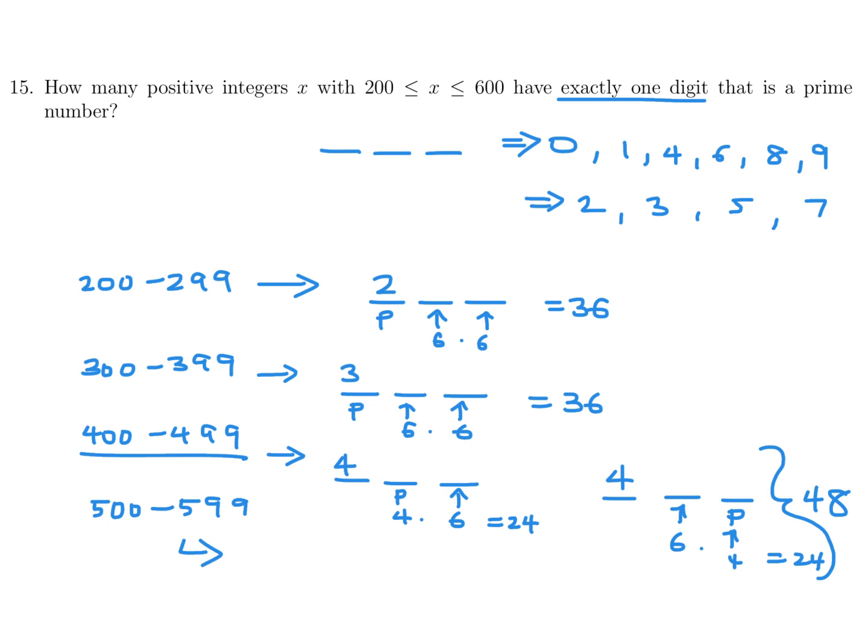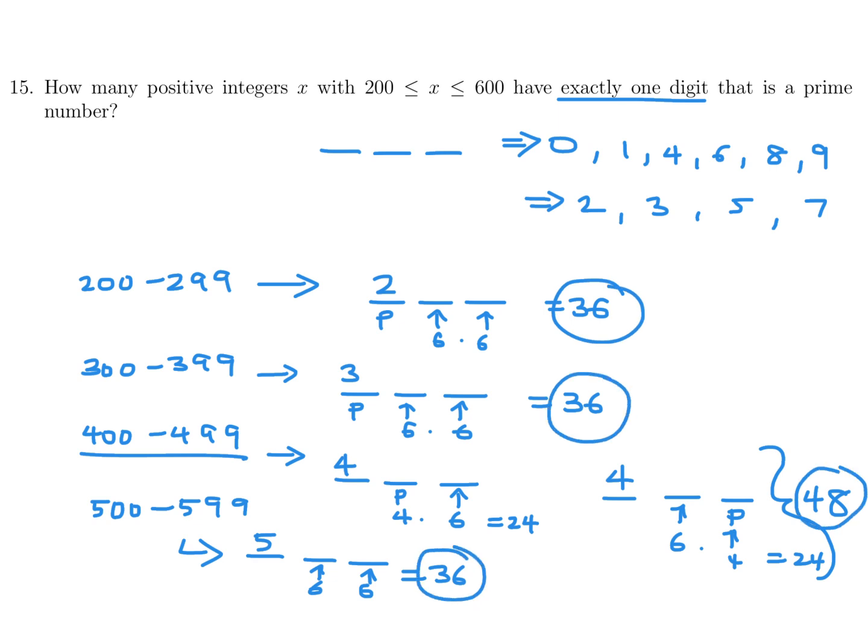And for the final one, that's going to be a 5, so this has to be a non-prime, because 5 is a prime, so we got 6 choices there, 6 choices there, so 36. So in total, this 36, that 36, that 48, and that 36. And I believe when you add those up, it'll be 156.